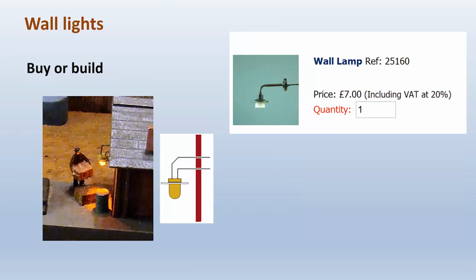Again, you can have wall lights, and you can pay £7 a pop for them, or you can make them, as you see on the left-hand side, just using an LED, bending the legs, and putting them through the wall and soldering them up. Much, much cheaper. Pennies compared to pounds.